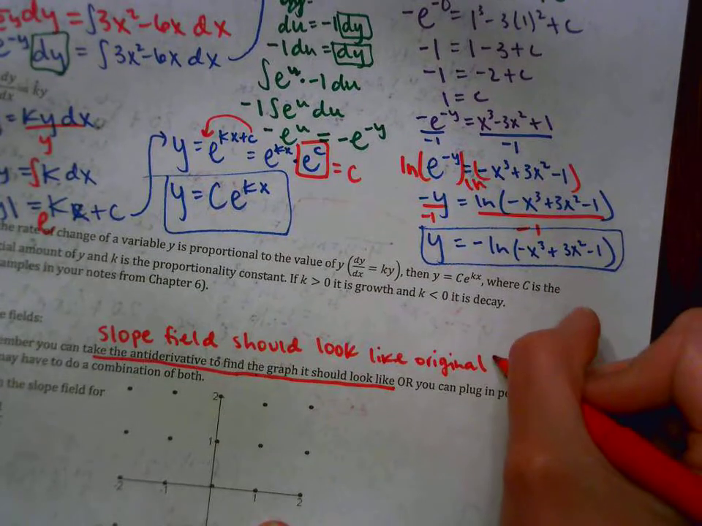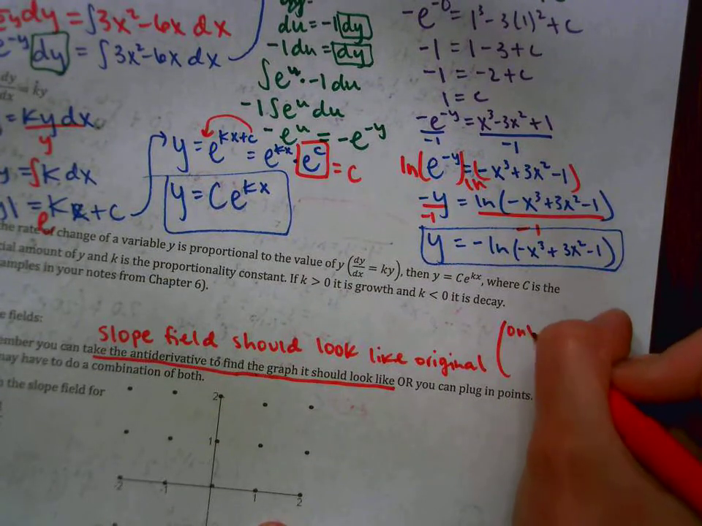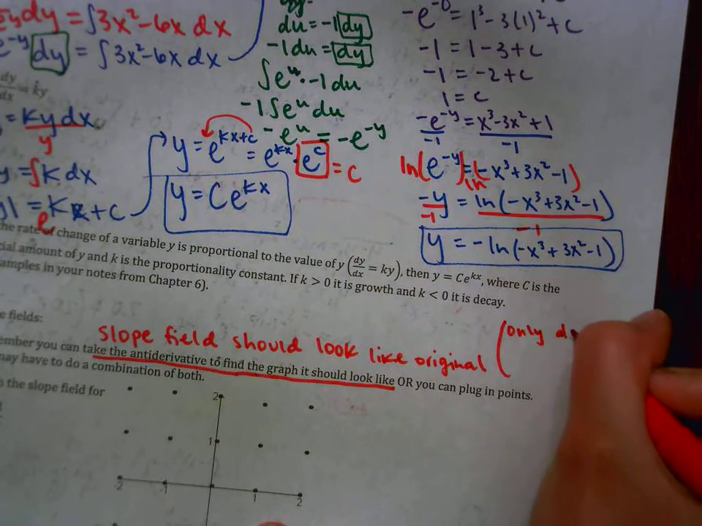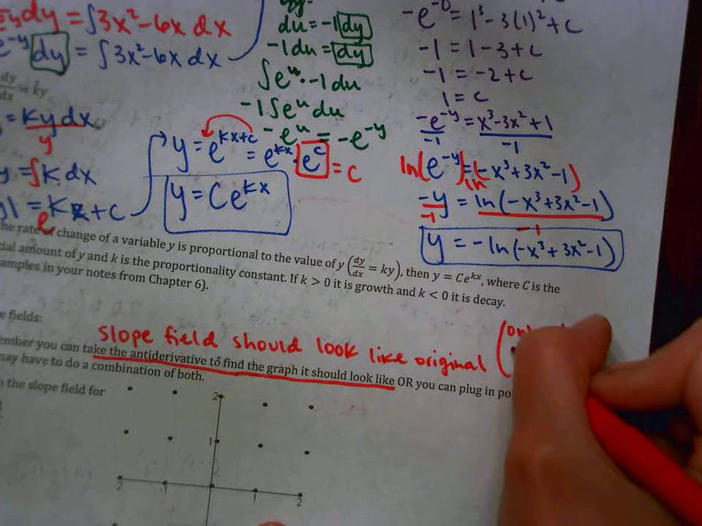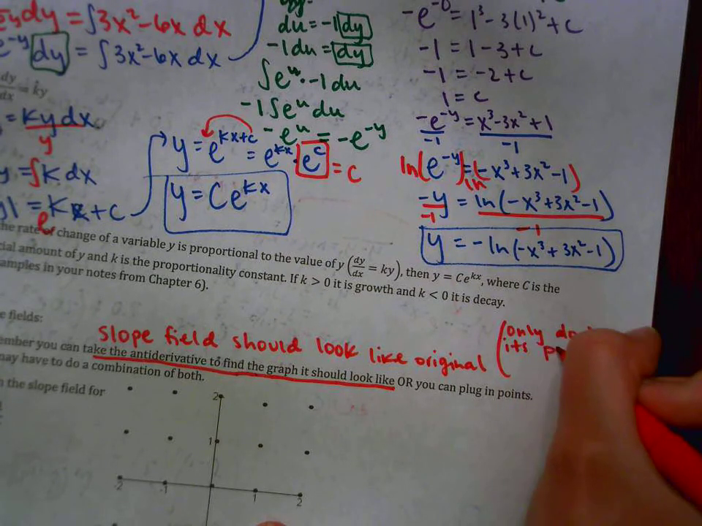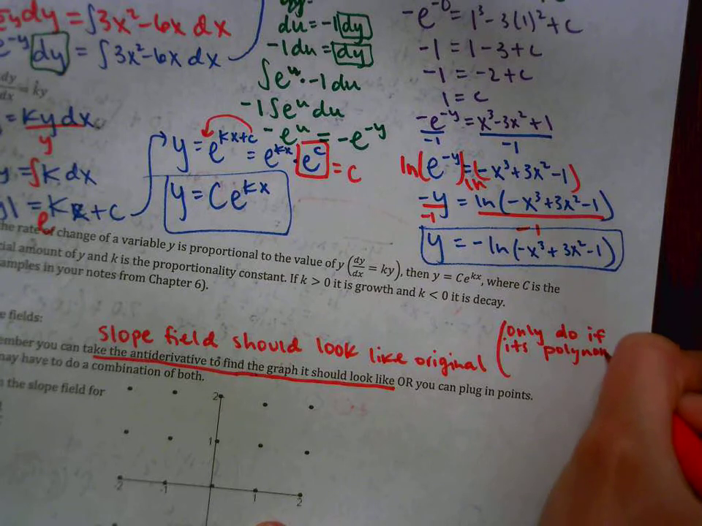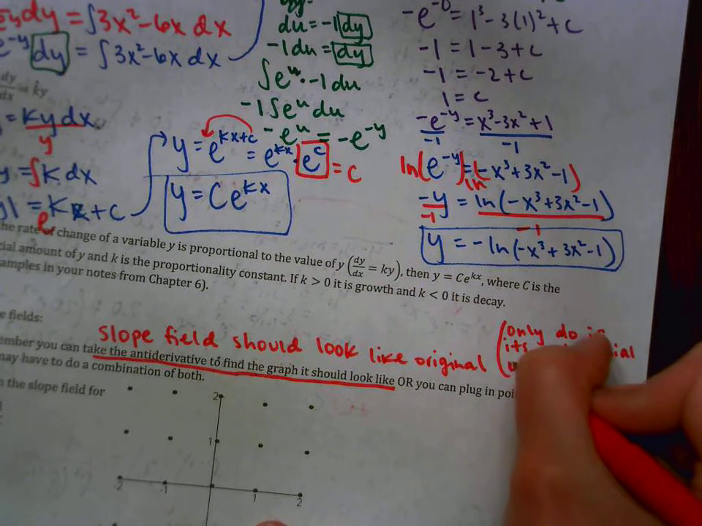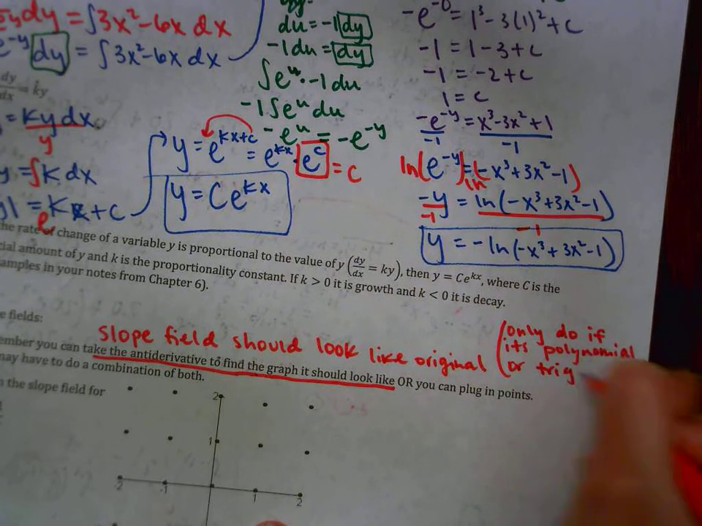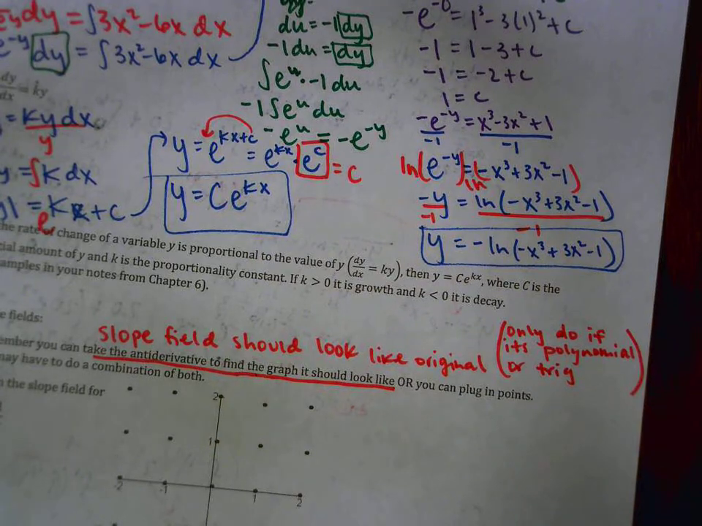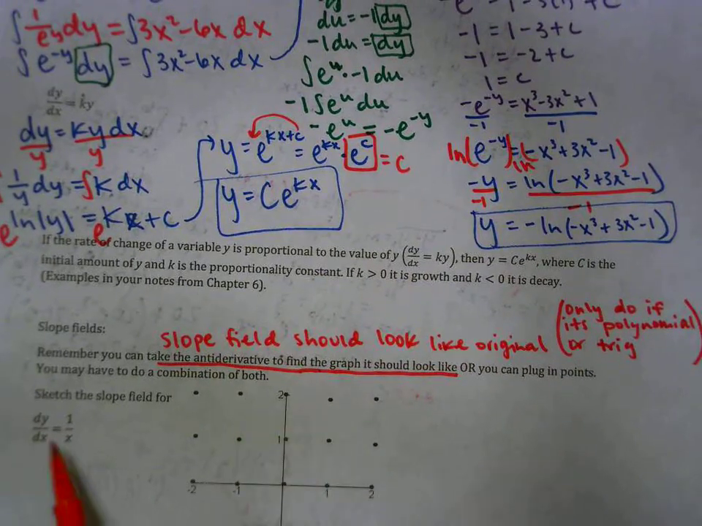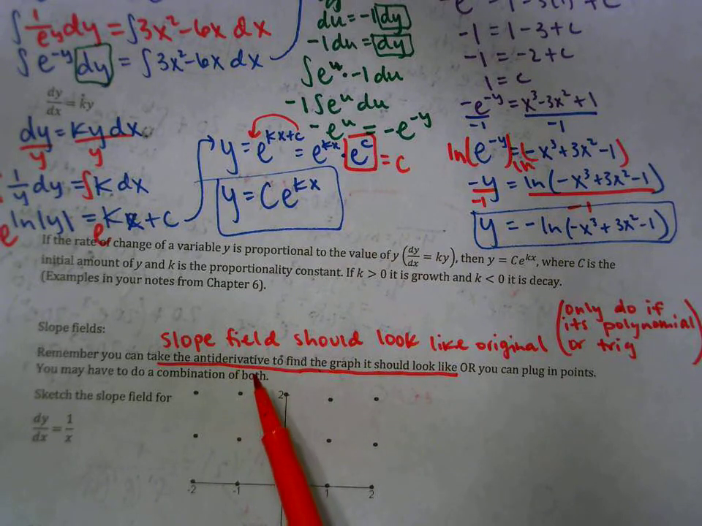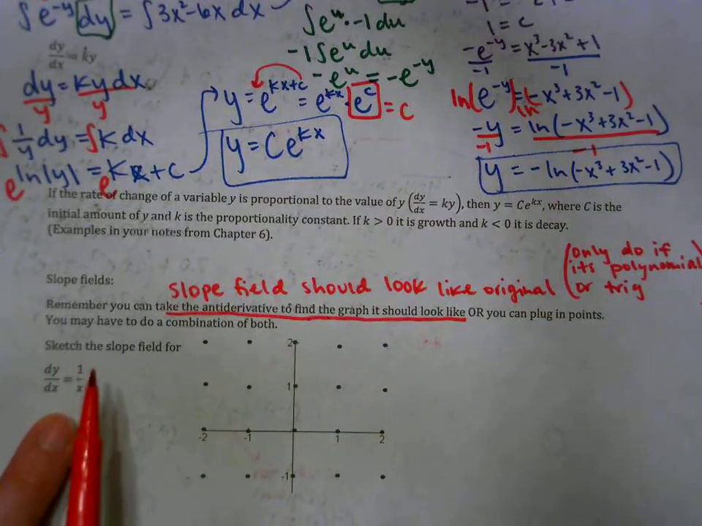But now I'm going to say only do that if it's a polynomial, or maybe trig like sine or cosine, that might help. If it's some rational function, I would suggest plugging in points, and also you could do a combination of both. I will show you both on here.